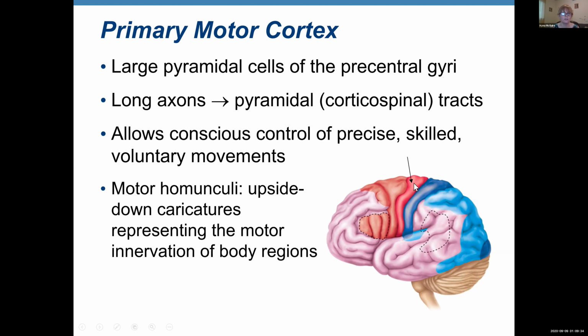Now, what do you find over there? You will have, of course, cell bodies of neurons, and they will have long axons that go all the way down to the spinal cord, and these axons form the corticospinal tracts, or pyramidal tracts.